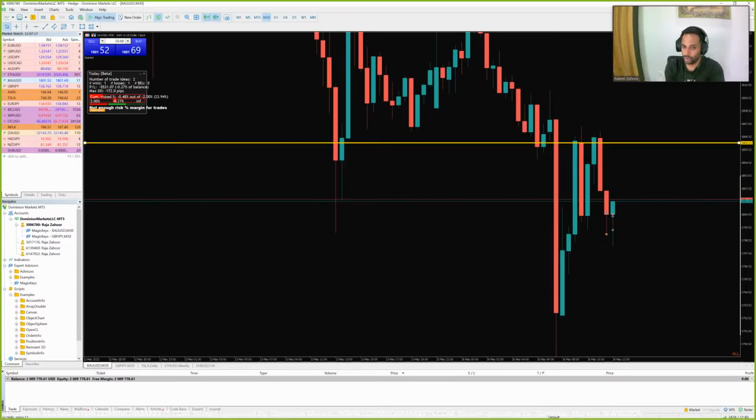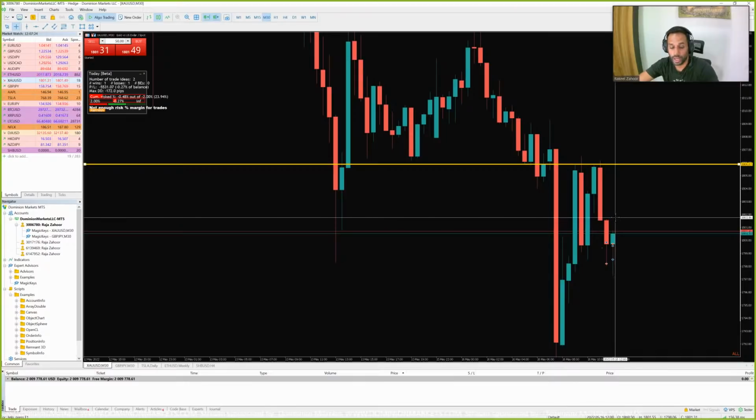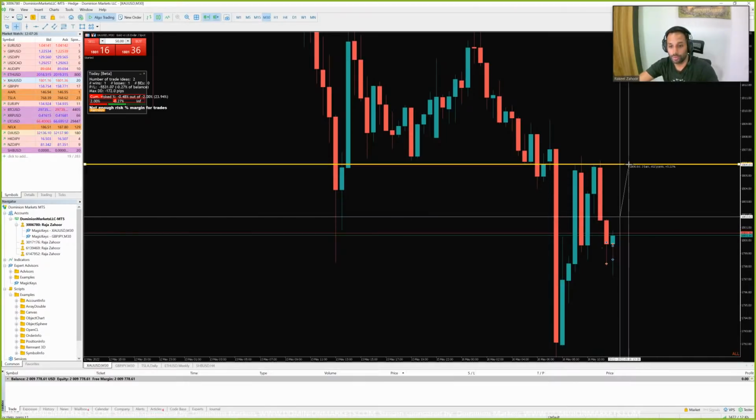Can we buy on gold? I don't think so, man. If you really want to buy on gold, you want this candle to break the high of the previous 30-minute candle to move up. That's where you can buy gold.